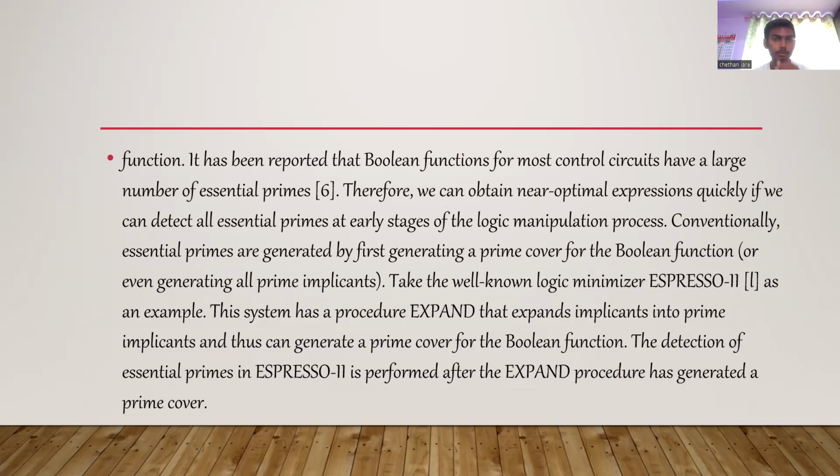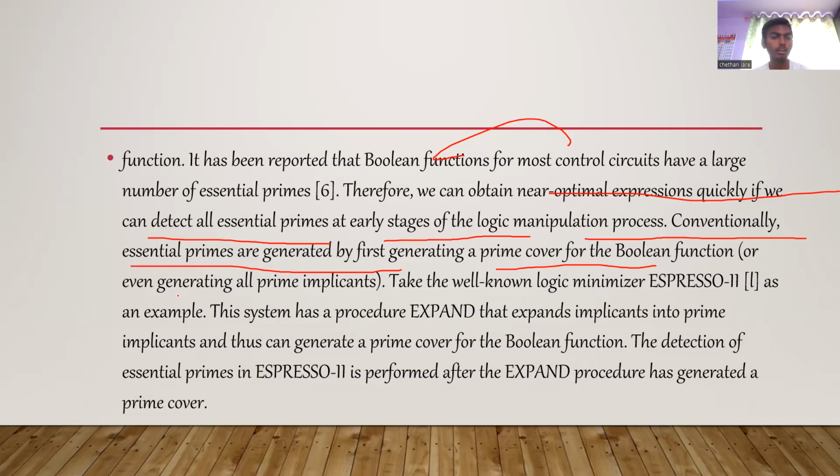Next, it has been reported that the Boolean functions for most control circuits have a large number of essential primes, so it is desirable to detect all the essential primes at early stages of the logic manipulation process. Conventionally, essential primes are generated by first generating a prime cover for the Boolean function, or even generating all prime implicants. Take the well-known logic minimizer Espresso II as an example.